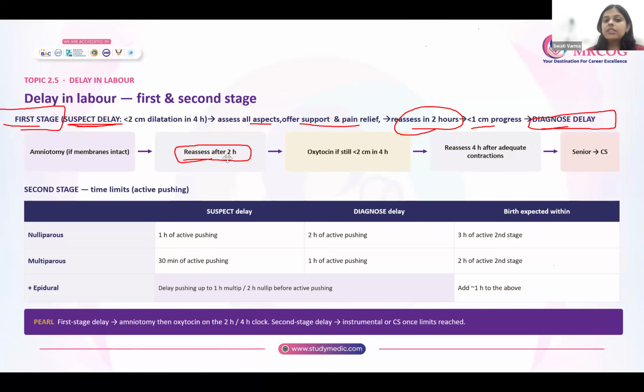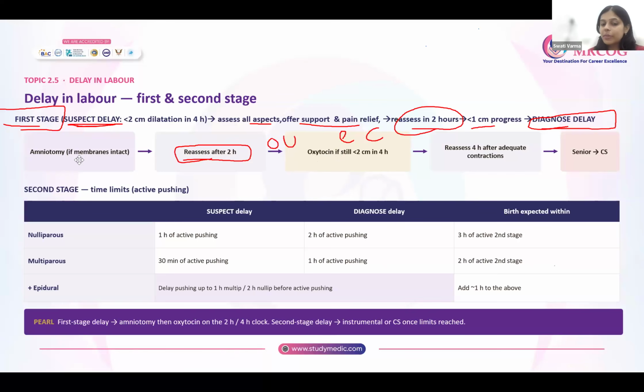If still the things are the same and the progress is inadequate, then that is the time when you need to shift her to the obstetric unit. In the obstetric unit, you will first offer epidural, you will put her on continuous CTG, and then you will start her on oxytocin. So shifting to obstetric led unit, offering her epidural and continuous CTG are prerequisites before starting oxytocin. Then once you have started oxytocin, syntocinon titration, you re-examine again after 4 hours.